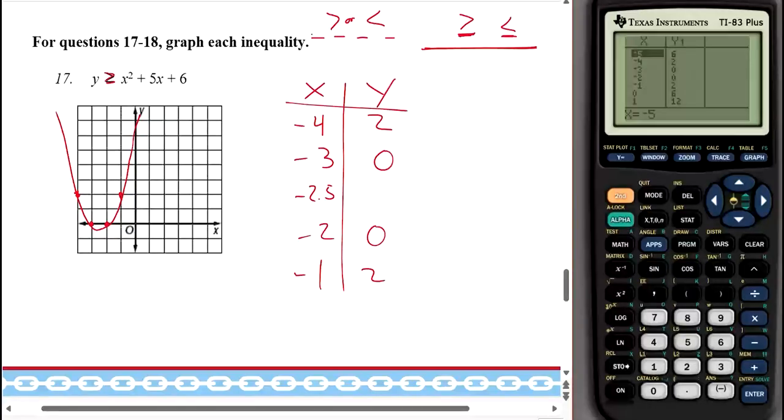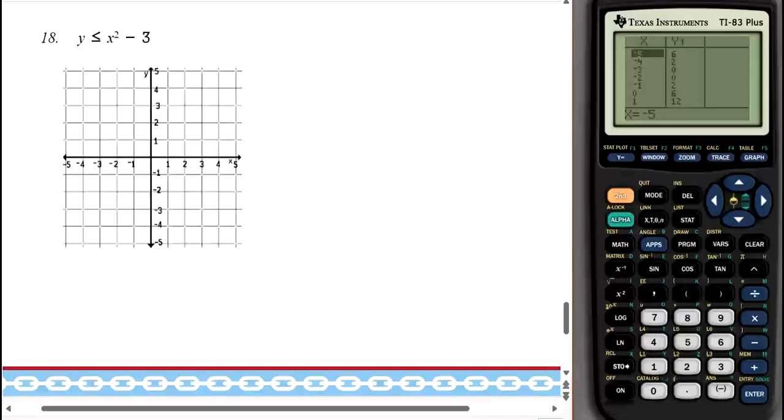And then the other thing I have to consider is shading, right? So y is greater than this, and I represented the x squared plus 5x plus 6 with that solid line, right? So y is going to be greater than or above that line, right? So I have to pay attention to where I am going to shade.